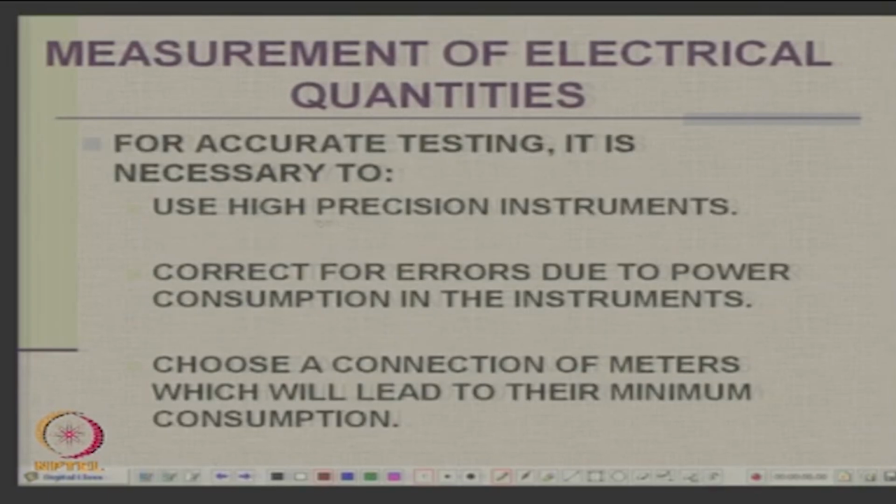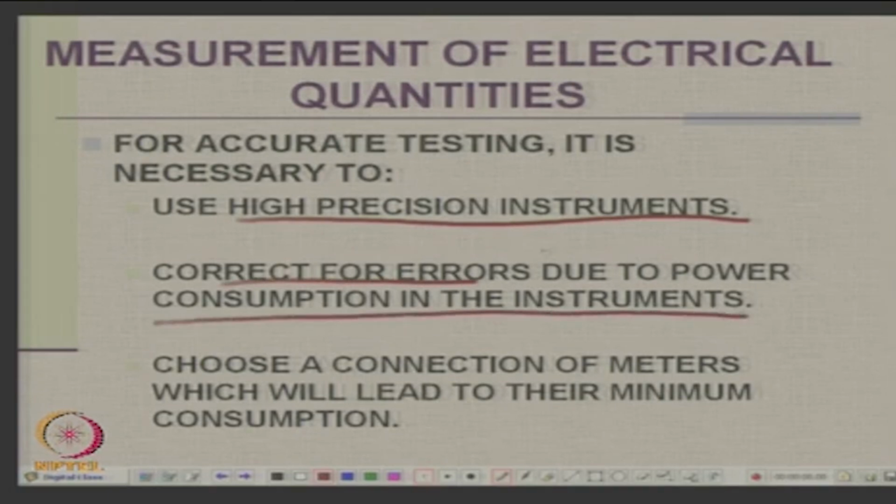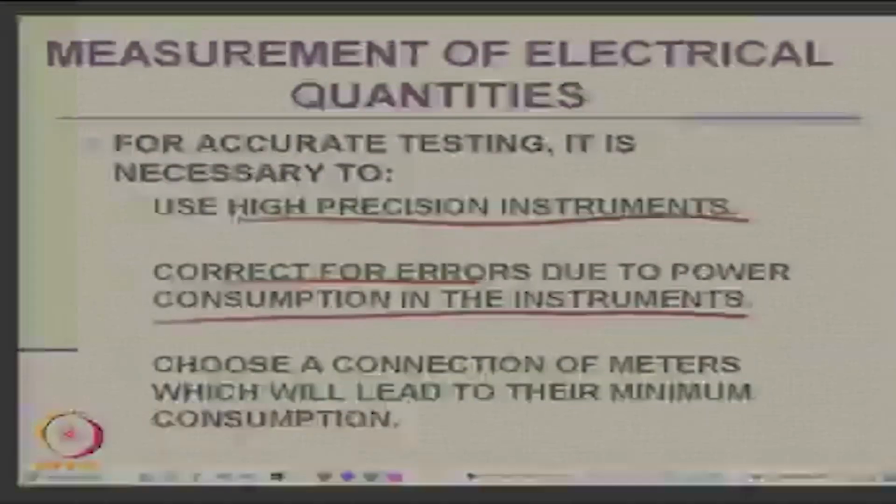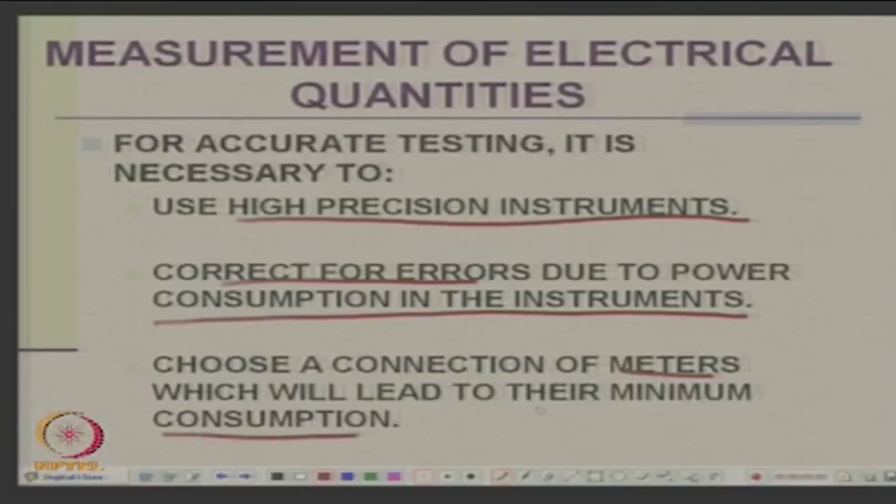Therefore, we are telling a very rudimentary thing, I must have very precise instruments. Then you must correct for errors due to power consumption in the instrument. Suppose you can't eliminate it, you must have a mechanism to make some corrections in the readings due to errors of the measurements. Then choose a connection of meters which will lead to minimum power consumption, connected in such a way that there is minimum consumption.